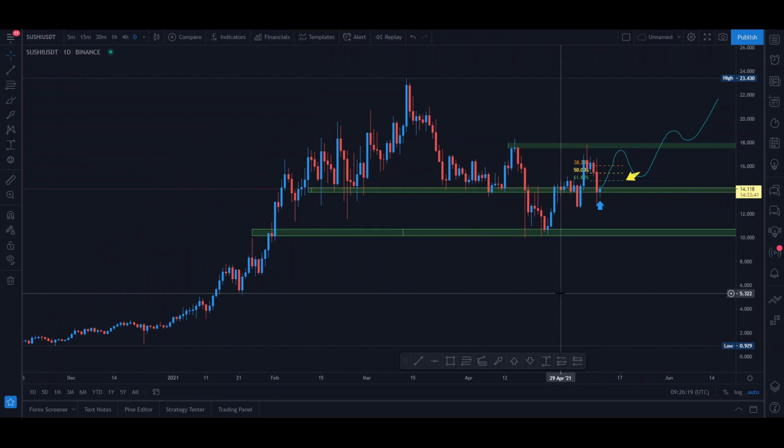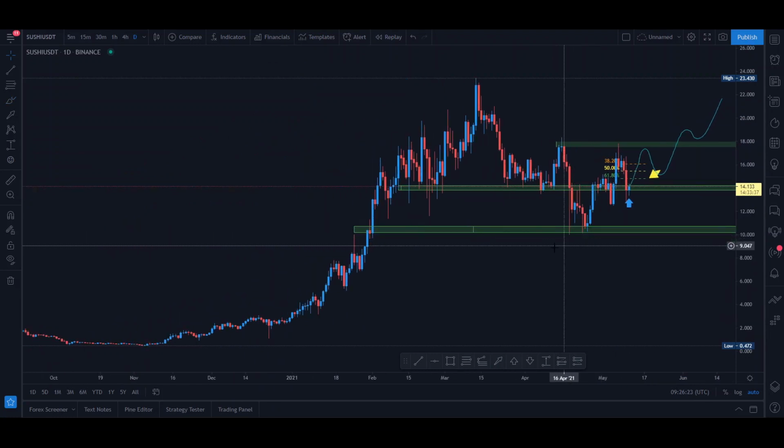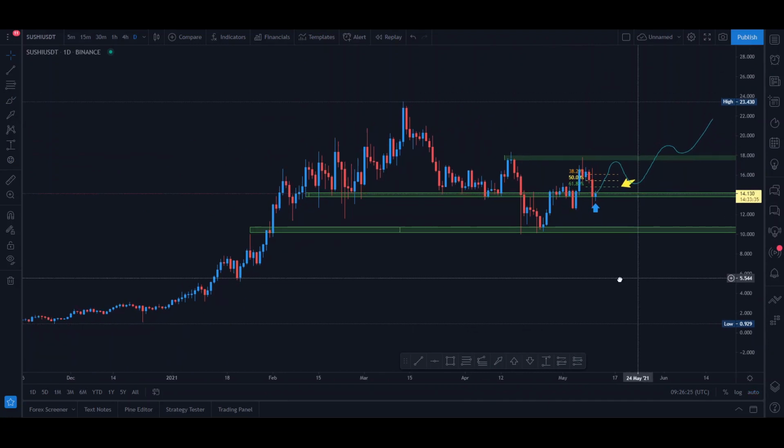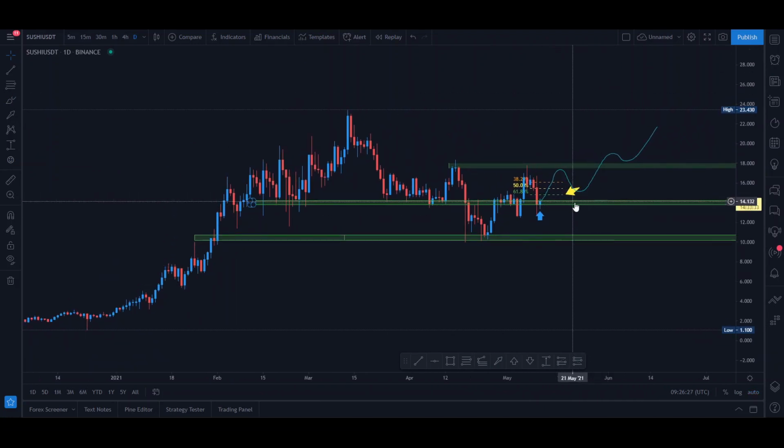Now, Sushi has been performing tremendously. I'll show you a bit of stats on Twitter real soon. I'm trying to see what else we can spot on this graph right now.